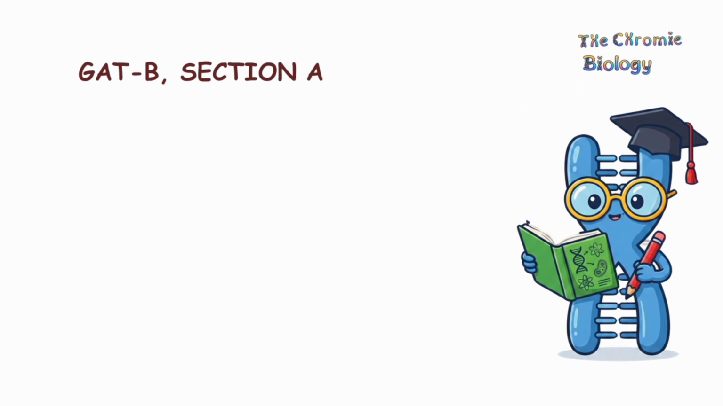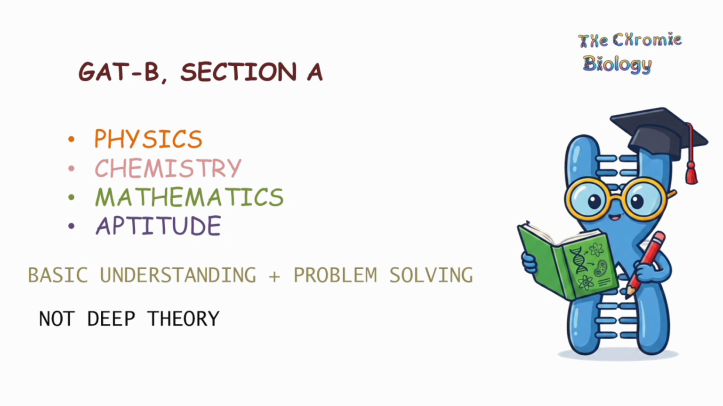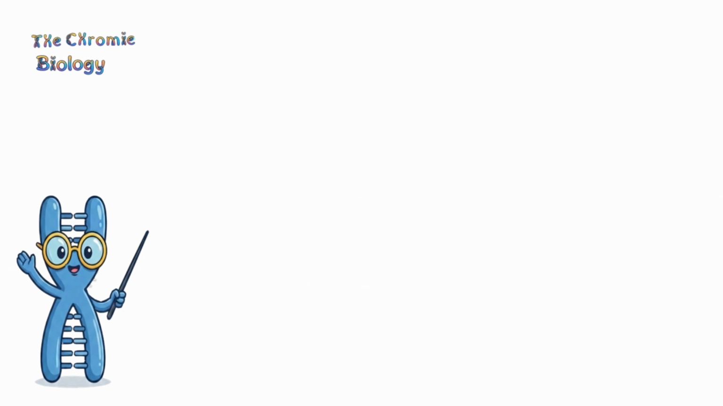In GAT-B, Section A includes physics, chemistry, mathematics, and general aptitude. These sections test your basic understanding and problem solving skill, not deep theory. Let's start with the most important and most scoring part, aptitude.